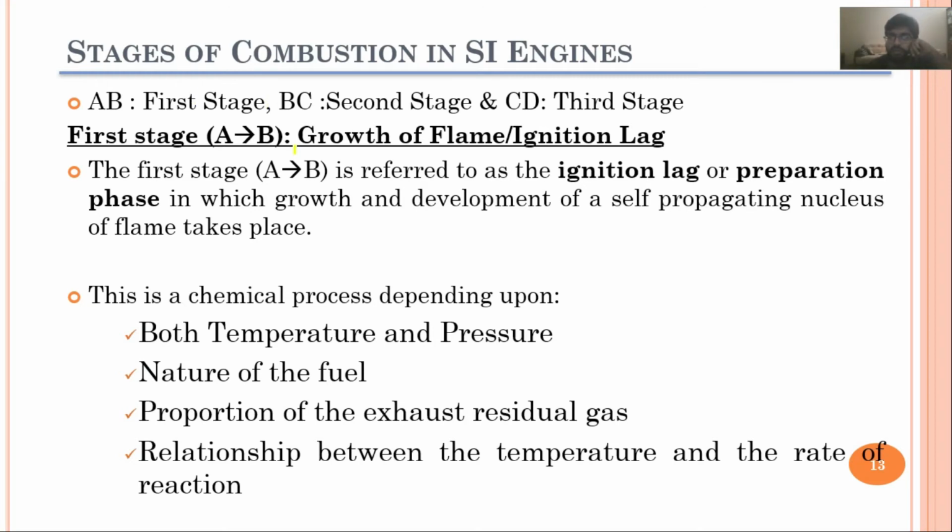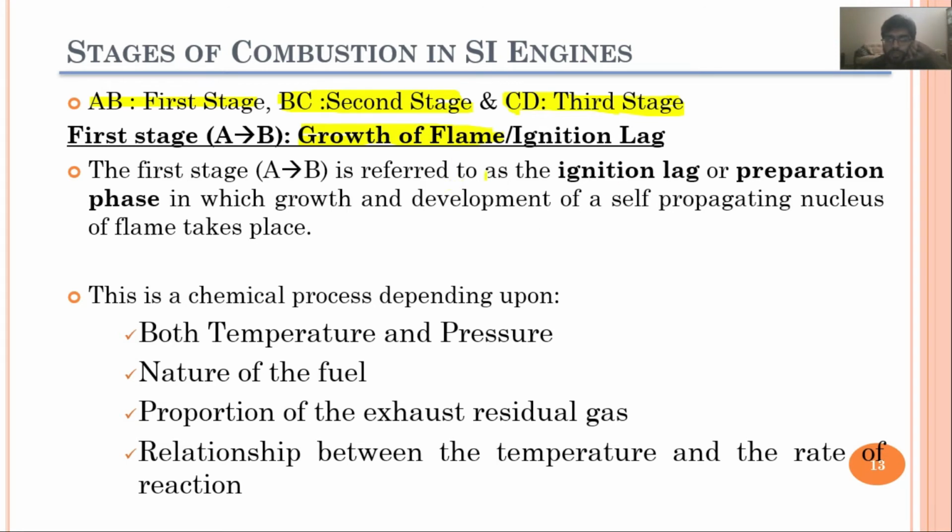I have already explained these things. I will just briefly go through the important points and see if any point has remained unexplained, and I will explain that as well. A to B was the first stage, called ignition lag, sometimes also known as the growth of flame. The second stage was the propagation of flame, and the third stage was afterburning. In the third stage, the expansion stroke has started.